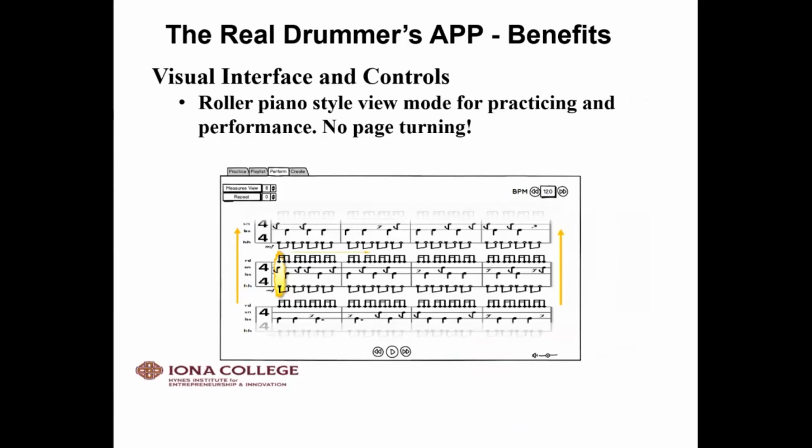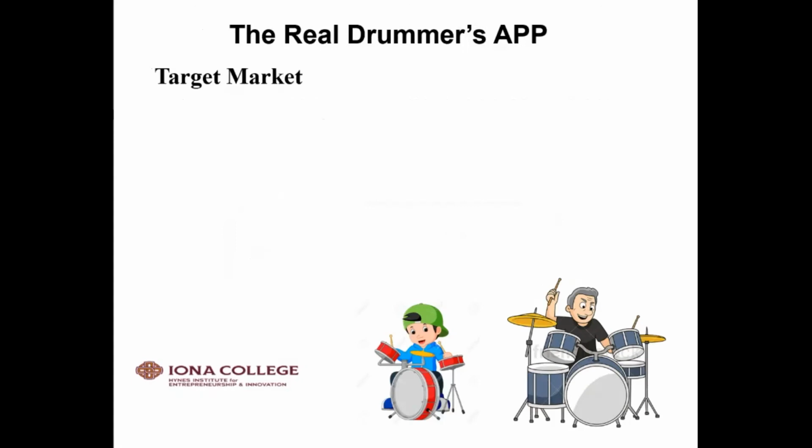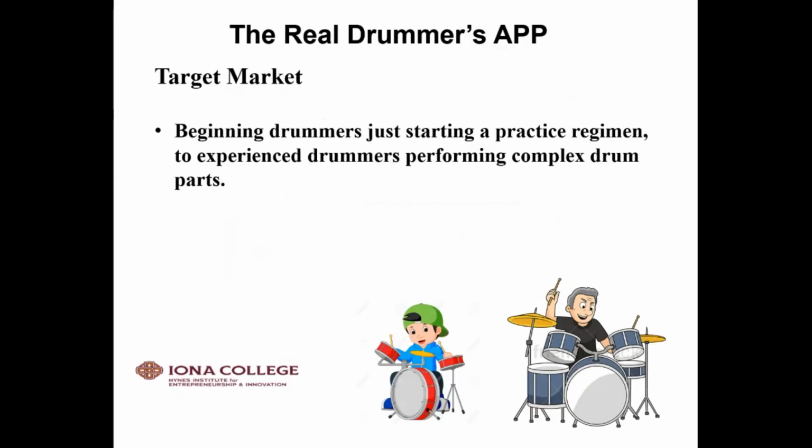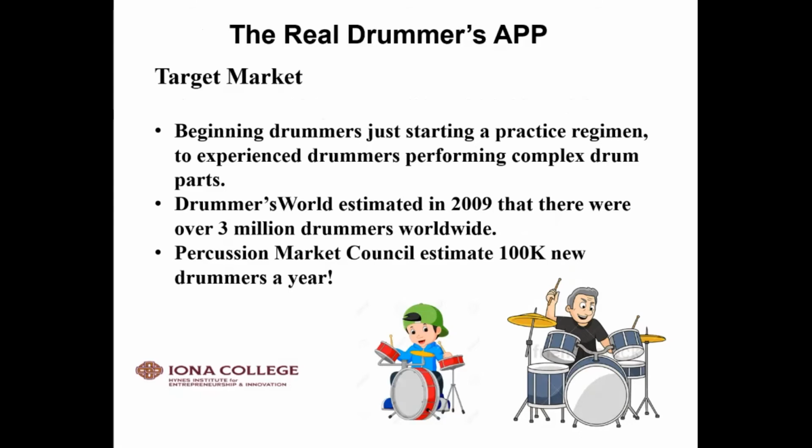Also, the visual interface would have a roller piano style view mode for practicing and performance, so that they don't have to turn the page when they are performing. So the target market where this conjoint analysis will be done will be with beginning drummers just starting to practice, and even well-experienced drummers. There are 100,000 new drummers each year.